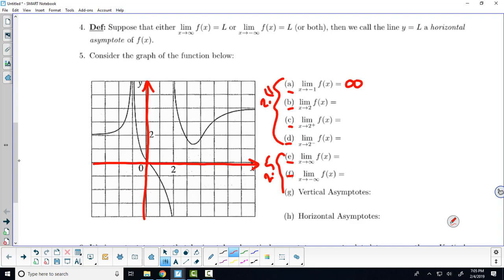Okay? As x is approaching 2, the limit does not exist. But as x approaches 2 from the right, my y values are approaching positive infinity, and as we approach 2 from the left, the y values are approaching negative infinity. Okay. Any questions on that? Yeah, Kevin.